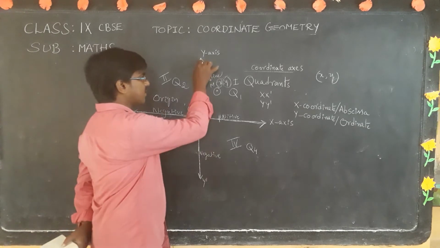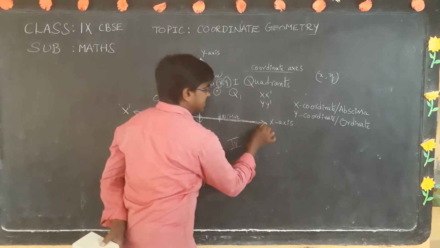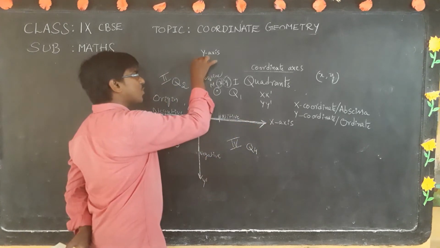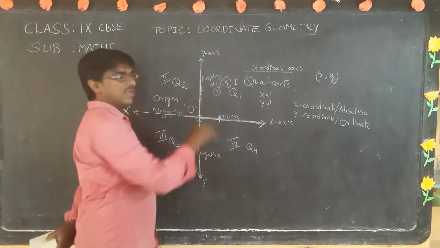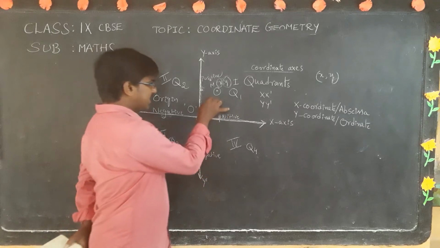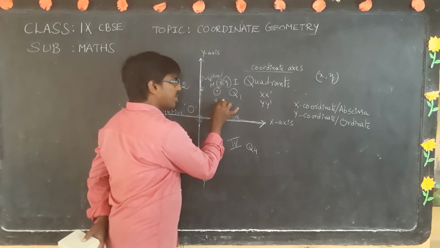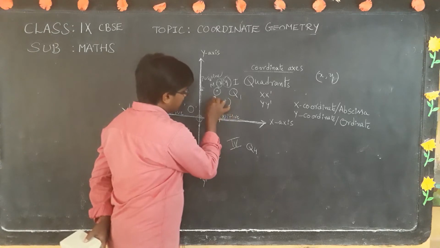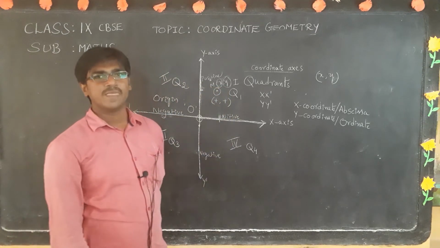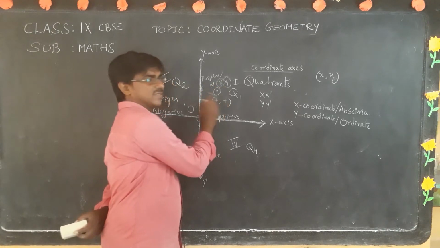In the first quadrant, this is the positive x-axis and this is the positive y-axis. In this quadrant both have plus signs, plus comma plus. So both have the same sign, the plus sign.